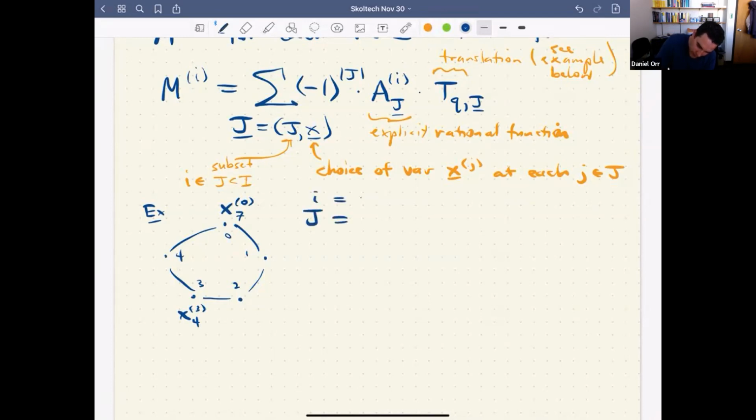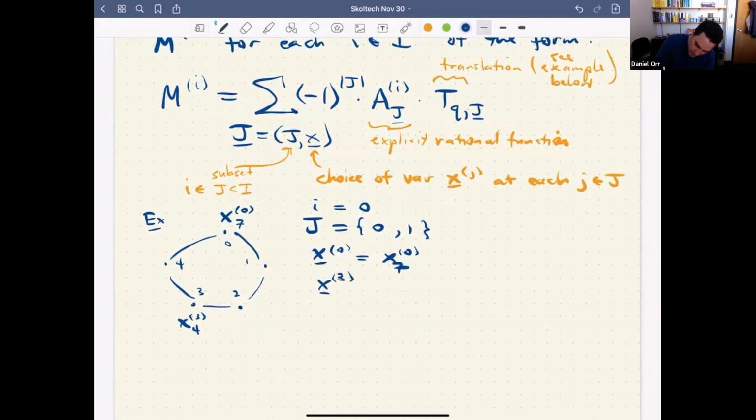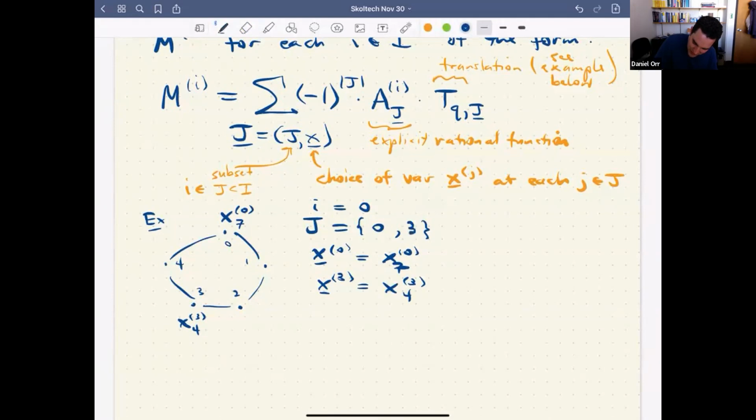so I would be zero, for instance, J would be zero, three, X bar zero would be X zero, seven, X bar three would be X three, four. I'm sorry, Dan, do you mean that J is 0,3? Yes, thank you. And X bar three is X three, four. It's okay. Thank you.